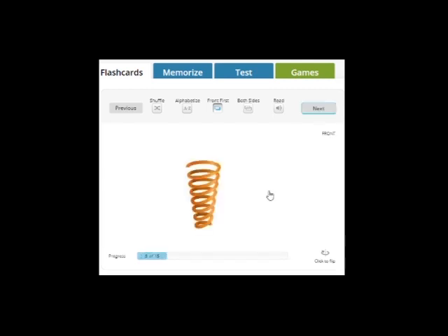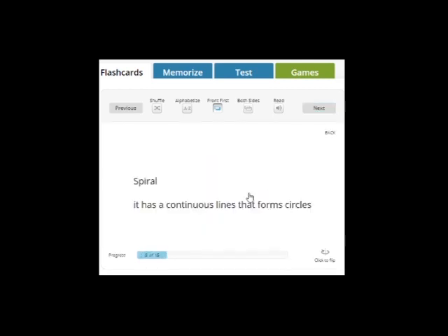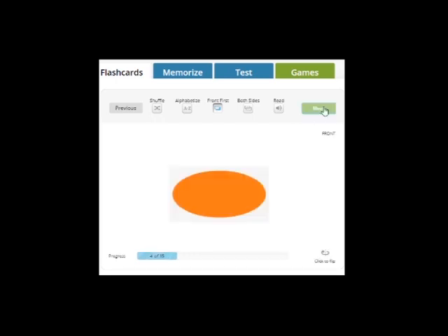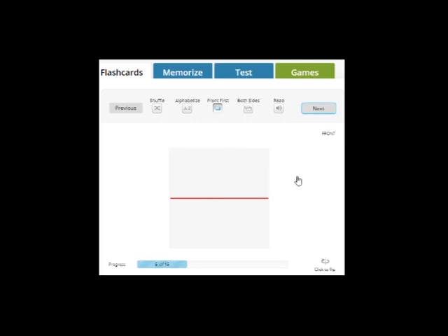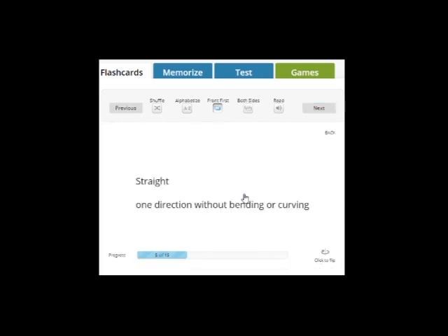Next, we have spiral. It has a continuous lines that form circles. And here we have, what is it? Oval. It's just like a circle, but it's flattened. What about this? Can you guess what is it? Yes, it's straight. One direction without bending or curving.